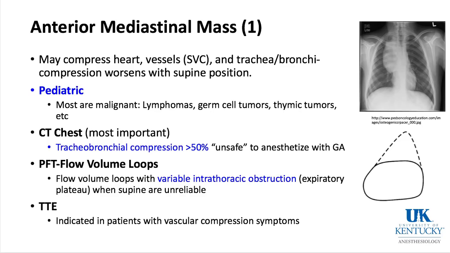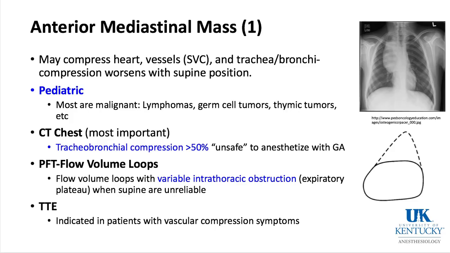Pediatric patients can have malignancies like lymphomas and germ cell tumors and thymic tumors that can present as an anterior mediastinal mass. CTs of the chest are very important when you look at those preoperatively and see tracheobronchial compression by a large anterior mediastinal mass of greater than 50% reduction in tracheal diameter. We say that is unsafe to anesthetize that patient with GA.